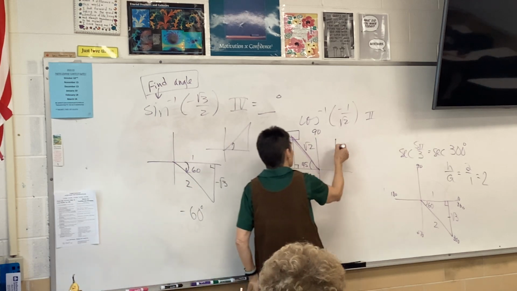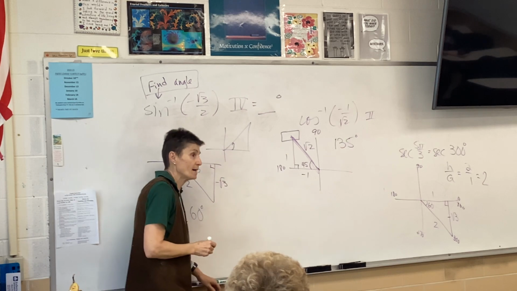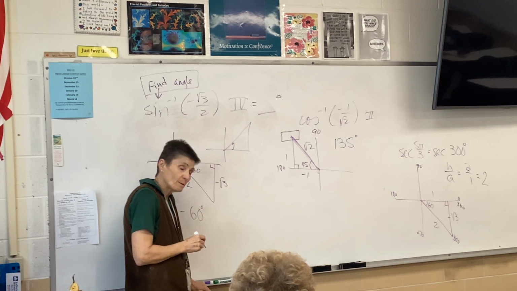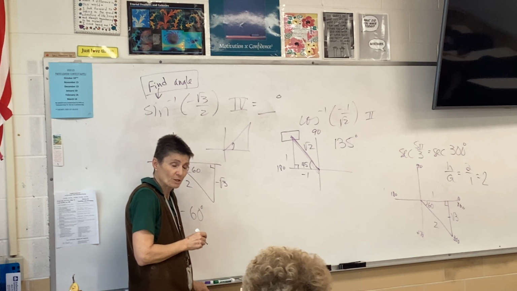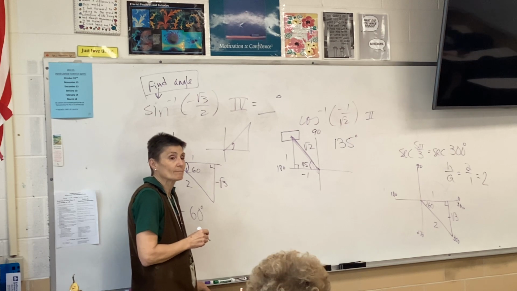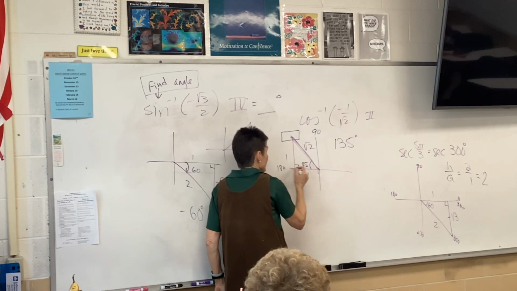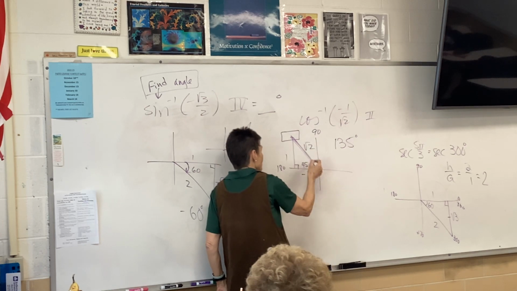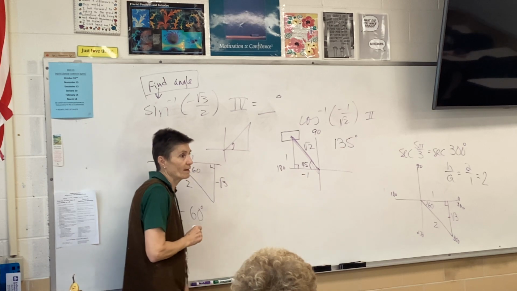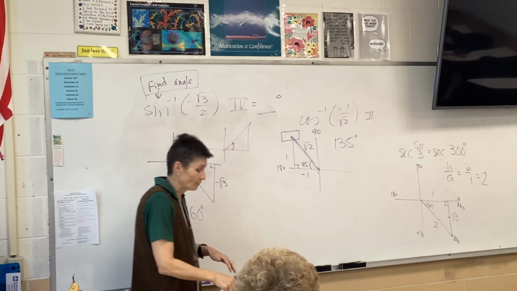135. Now, for those of you that have your heads down, your eyes closed, slouching around, how did we get 135, Angie? How did you get 135? I subtracted 180 from 45. Exactly. She said if I went all the way over to here, it'd be 180. I stopped here. 180 minus 45 is going to give me 135. Beautiful.